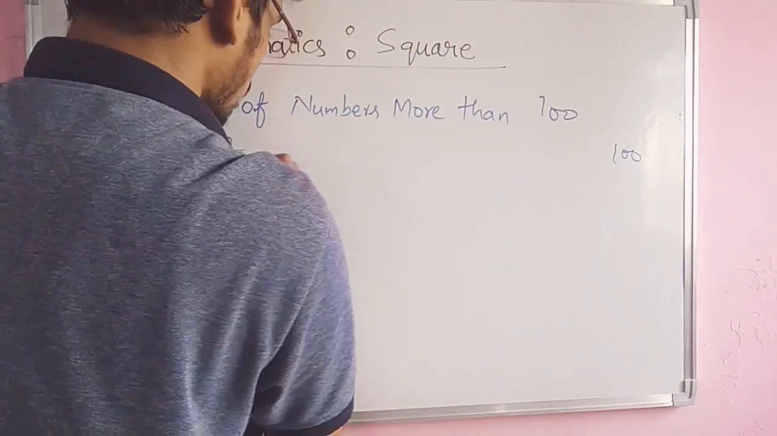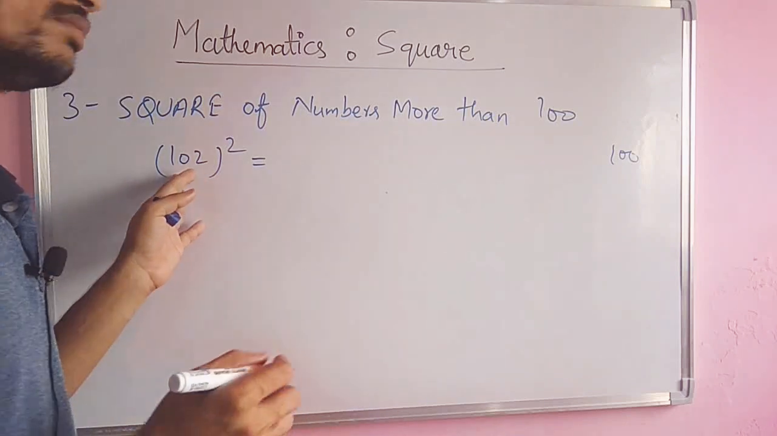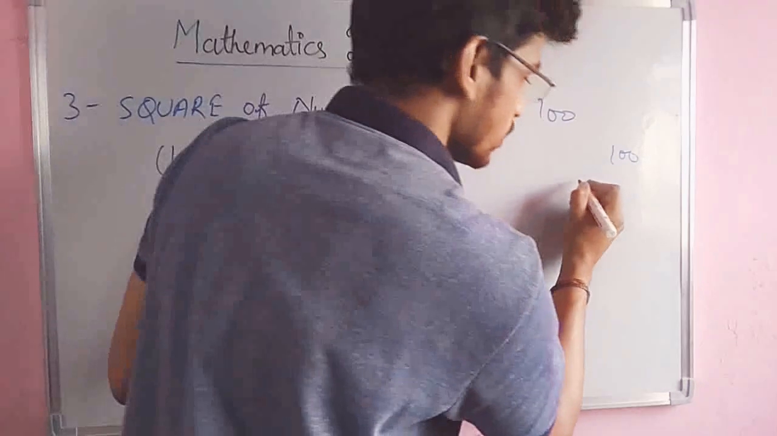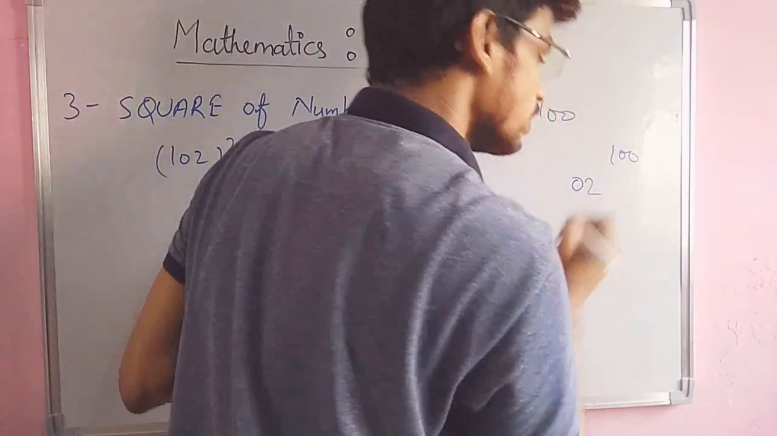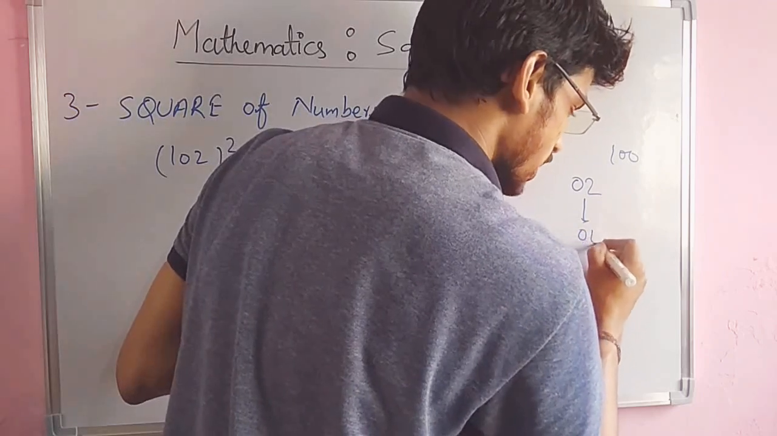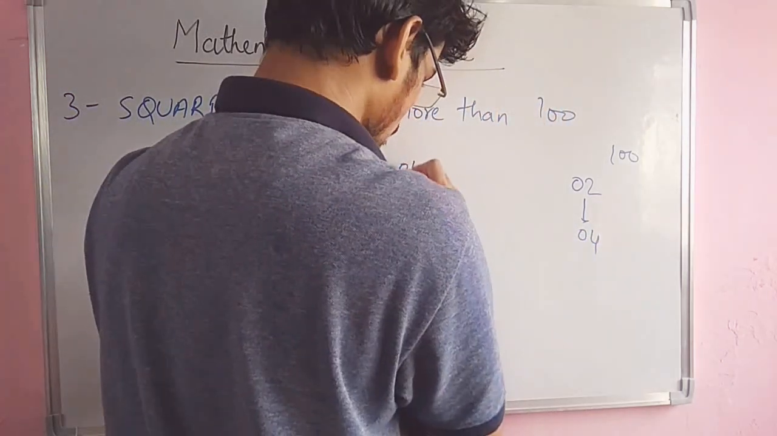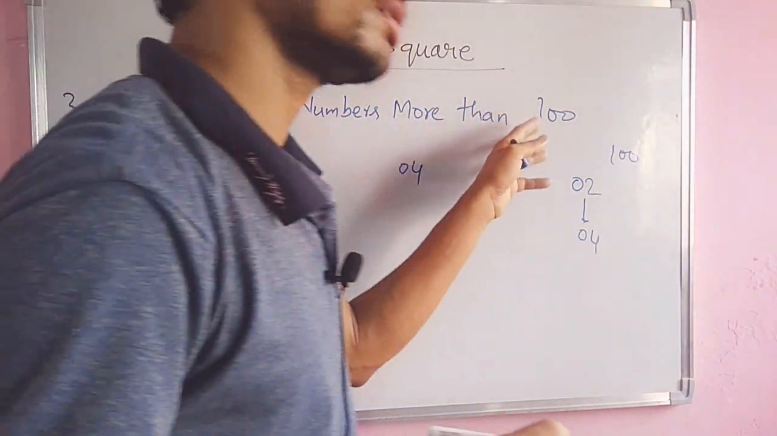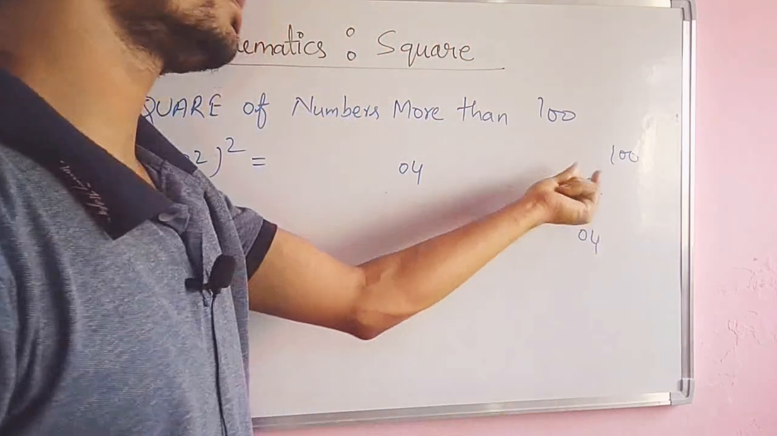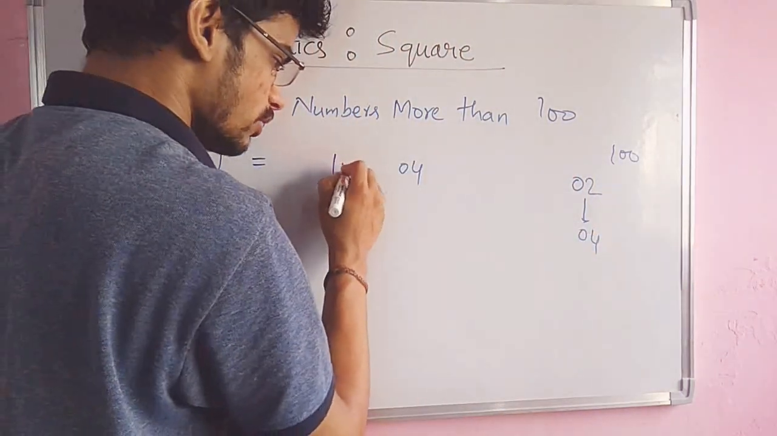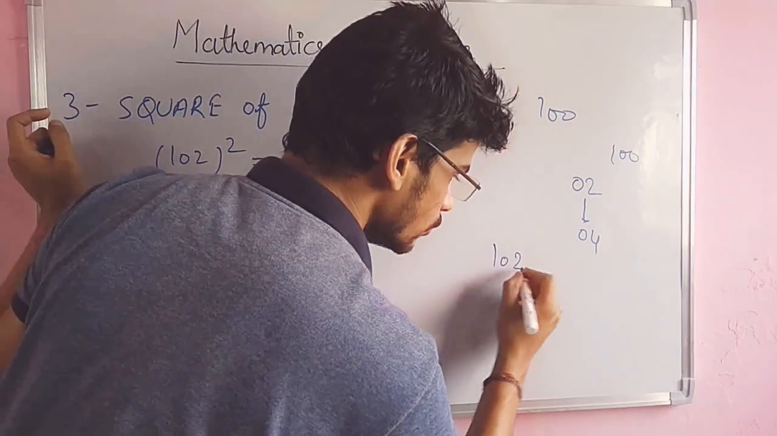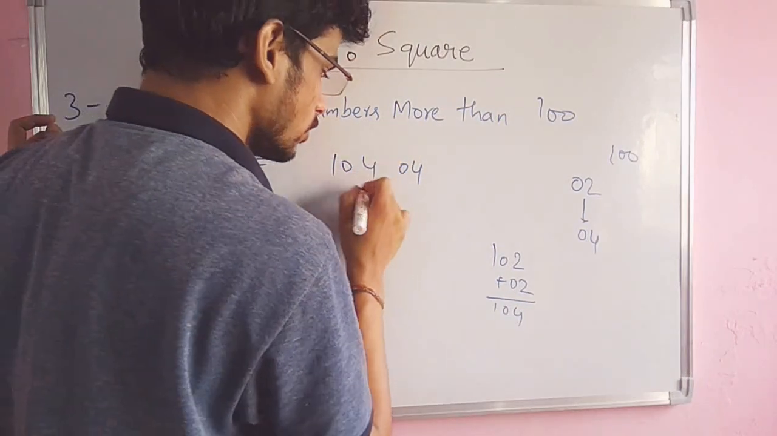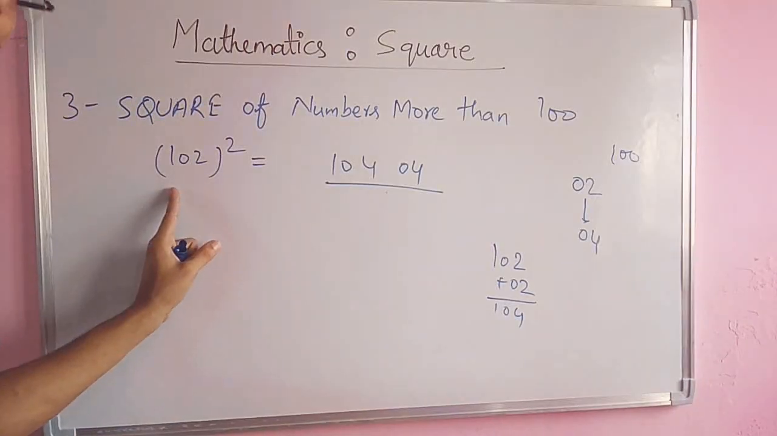In the first step, we calculate how much it is greater than 100. That is, it is greater than 100 by 2. Now calculate the square of that number, that is 04. Now, unlike the square of numbers less than 100 where we subtract the value, we add the value into the given number, that is 102 plus 02, that is 104. 10404 is the square of 102.